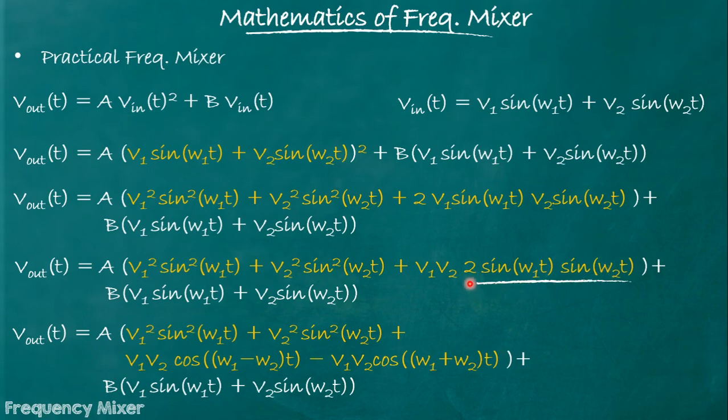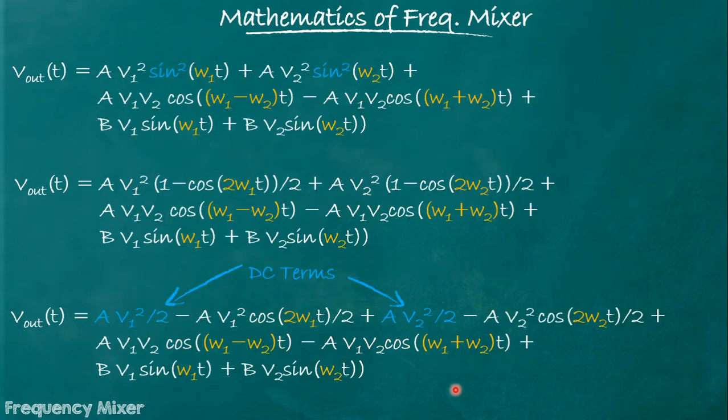So let us apply the trigonometric identity over here, which is 2 sin alpha sin beta, which is nothing but cos alpha minus beta minus cos alpha plus beta. So here you can see that this is transformed into V1 V2 as it is, cos alpha minus beta, which is cos (omega 1 minus omega 2)t, minus, once again, V1 V2 as it is, cos alpha plus beta, which is cos (omega 1 plus omega 2)t.